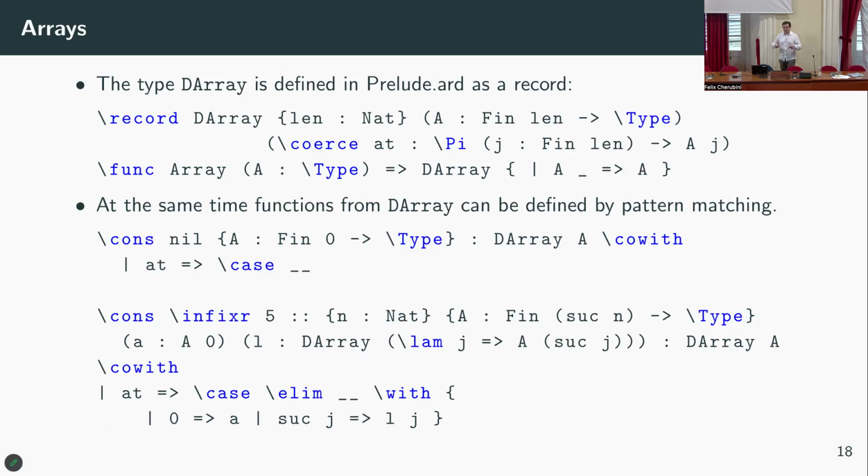And there is also the type of arrays, as I mentioned. This is defined as a record, but it also supports pattern matching. There are some constructors, as you expect, for nil and for the addition of an extra element. This record is also convertible from a function type, so it behaves also as functions from FinSet.